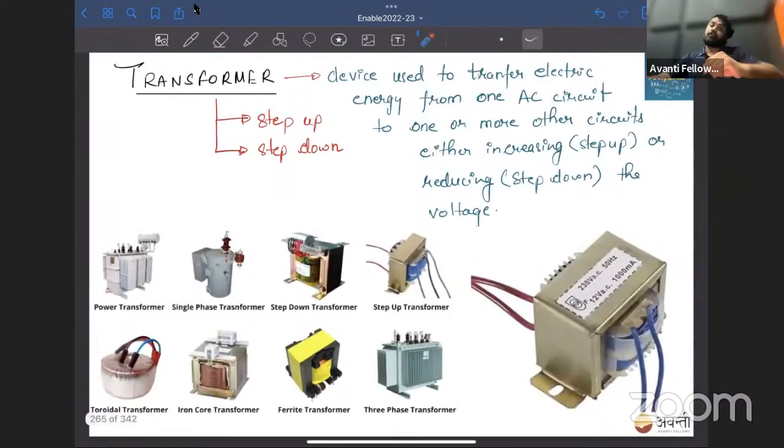Chalo. Now let's come to the last topic, transformer. We will study transformer and eddy currents, then the chapter is done. Let's quickly complete it. How much time is left? 10 minutes are left. Let's do it quickly. So transformer, what is a transformer?